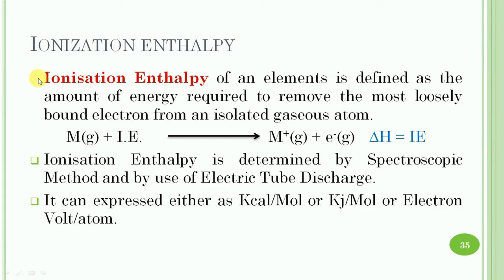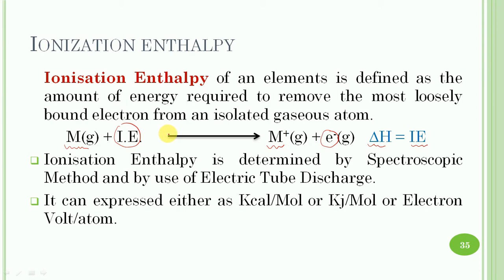Ionization enthalpy. Ionization enthalpy of an element is defined as the amount of energy required to remove the most loosely bonded electron from an isolated gaseous atom. Suppose M is the isolated gaseous atom. So the removal of the most loosely bonded electron from this metal is called ionization energy. In a normal reaction, in this case, delta H is equal to the ionization energy or ionization enthalpy.